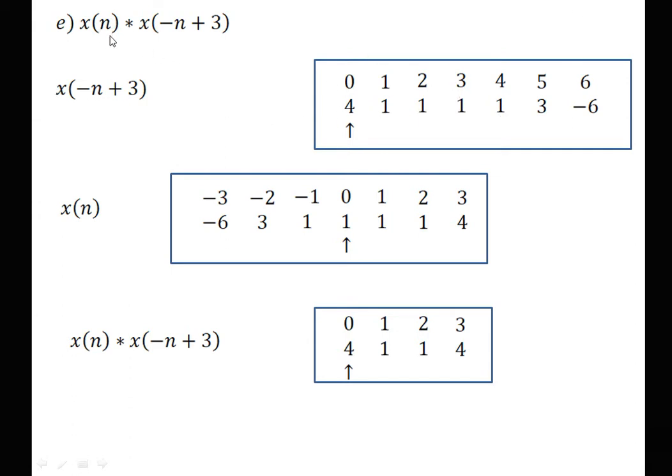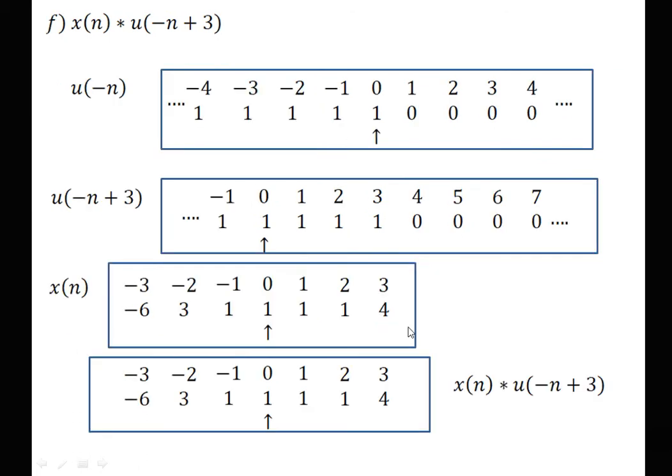Now we require to multiply x of n into it. So when we multiply the two signals, their location should match. So this is the 0th location and this is the 0th location of the second signal. If the values are not there, means they are absent, so those values are nothing but zeros. So we multiply, and we are getting the answer 4 into 1, 1 into 1, 1 into 1, 1 into 4, that is 4, 1, 1, 4, that is the signal.